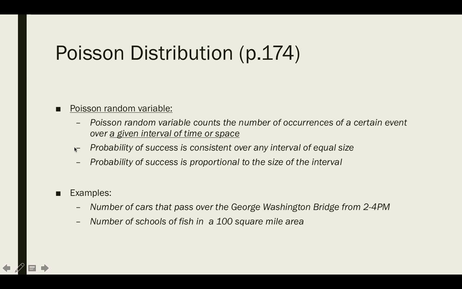A couple of things about this distribution. Its probability of successes is consistent over any interval of equal size. So if I look at a 2 hour span or a 3 hour span, anything like that, regardless of the span's location, it's always going to be a similar probability for each one of the individual instances. And the probability of success is proportional to the size of the interval. So the bigger the interval or the smaller the interval, the likelihood of success needs to adapt appropriately. Obviously, if an interval is open for a longer period of time, it's more likely to occur over that interval. So our success needs to accommodate that.